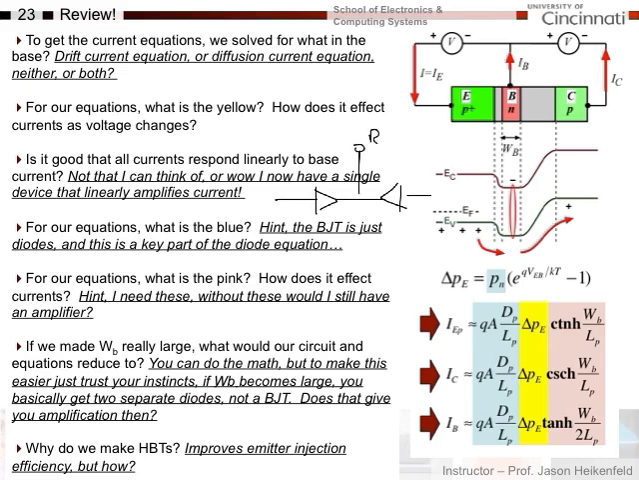And so there's my base, there's my emitter, and there's my collector. If you look at this from a circuit standpoint, you should be able to figure out that this is not a BJT and this is not a current amplifier. In fact, it's a circuit that really doesn't do much of anything for you. Last question is, why do we make HBTs? It improves our emitter injection efficiency, but then again, how does it do that?